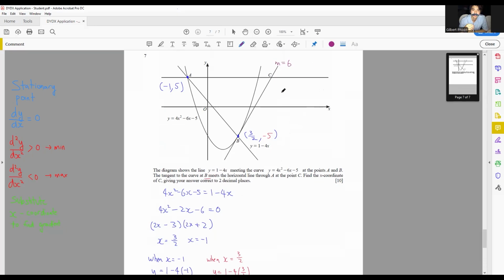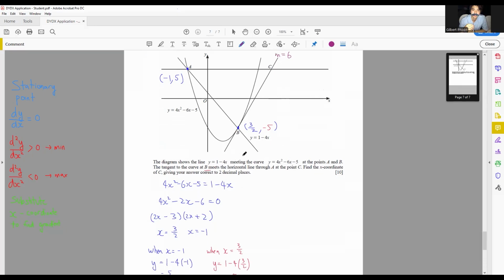Now, next thing we're going to need is to form the equation of BC, having everything that we have here already. Negative 5 is equal to 6 times 3 over 2 plus c. In this case here, c is equal to negative 5 minus 9. So this is negative 14. The equation of BC is actually equal to 6x minus 14.